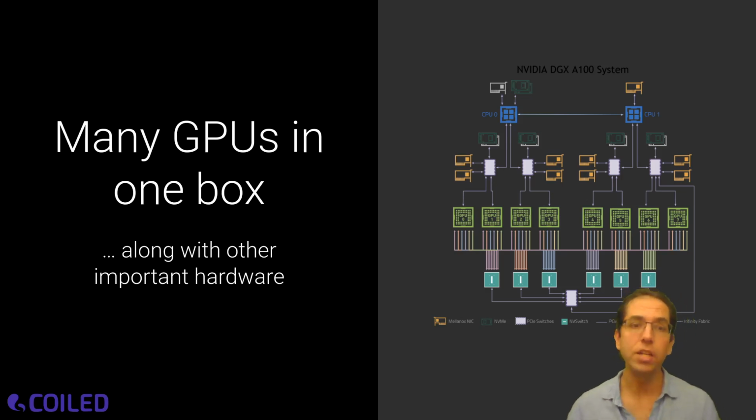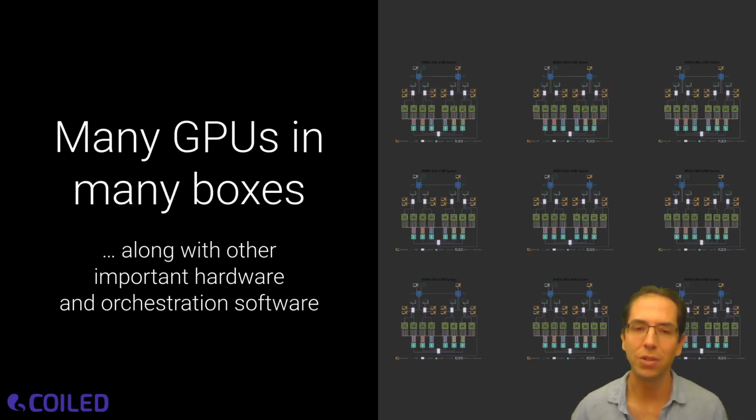So that's many GPUs in one box, and this is a really pragmatic way to start. When we have customers who bought 10 machines, we say, great, let's start with one, get that to work for you, and then let's start thinking about many machines all at the same time. Because there's a different set of problems here, both technical and organizational.